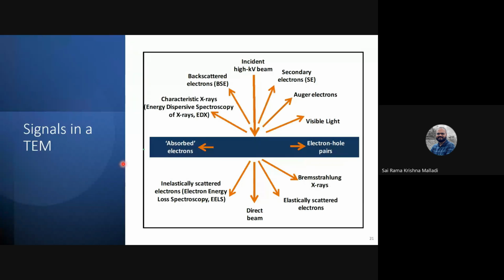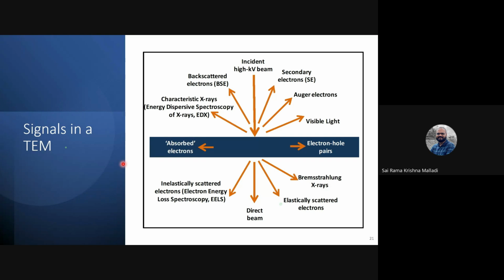Can somebody tell me what is elastic and what is inelastic? Hello? Elastic means initial and final energy is the same, and inelastic means some energy is lost. So if the probe and the signal have the same energy, then the signal would have undergone an elastic scattering. Correct? But if there is a loss in the energy, then you have what is called an inelastic signal.